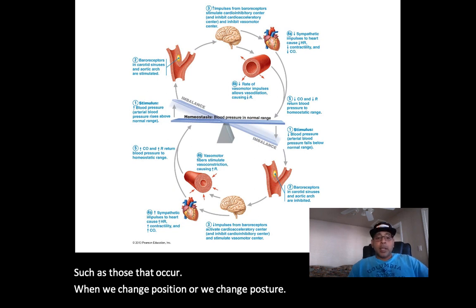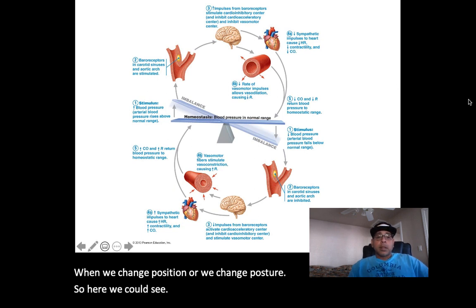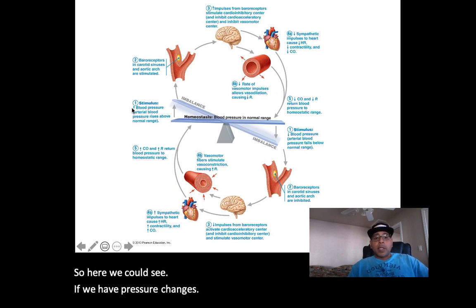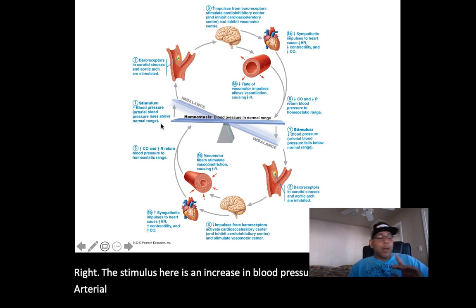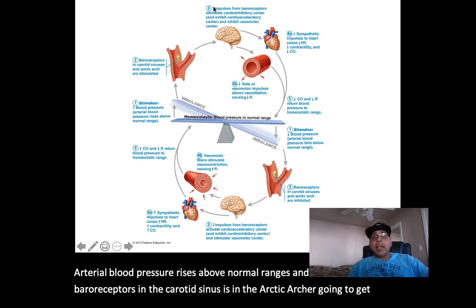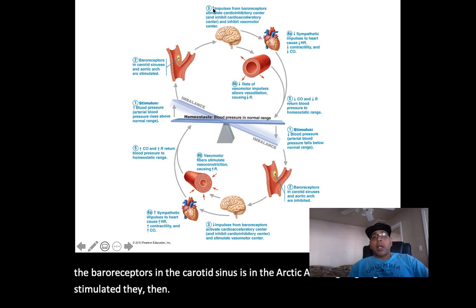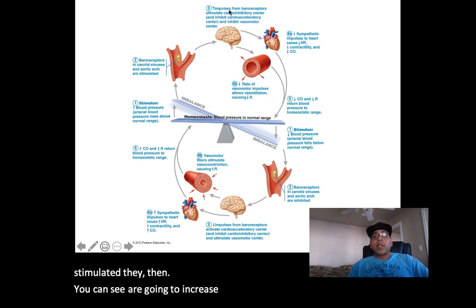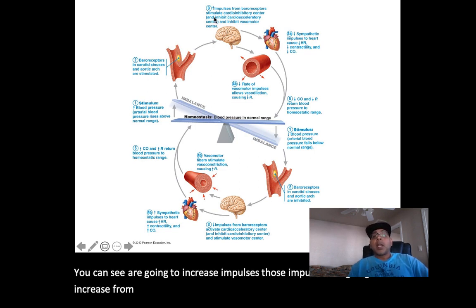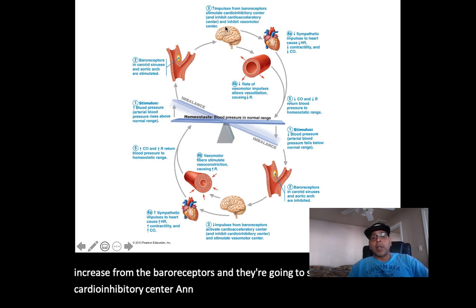So here we could see if we have pressure changes. The stimulus here is an increase in blood pressure. The arterial blood pressure rises above normal ranges. And what this does is the baroreceptors in the carotid sinuses and the aortic arch are going to get stimulated. They are going to increase impulses, and those impulses are going to stimulate the cardioinhibitory center and inhibit the cardioacceleratory center and inhibit the vasomotor center.